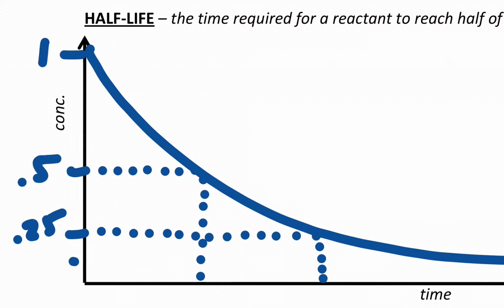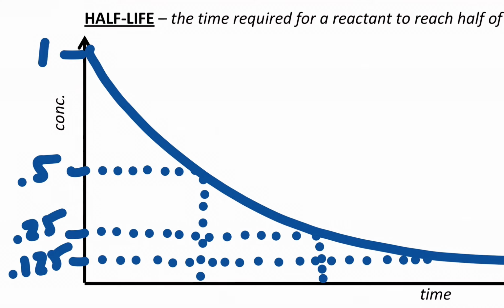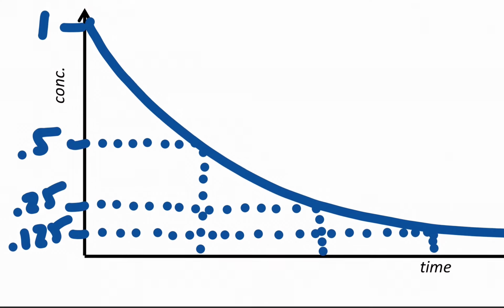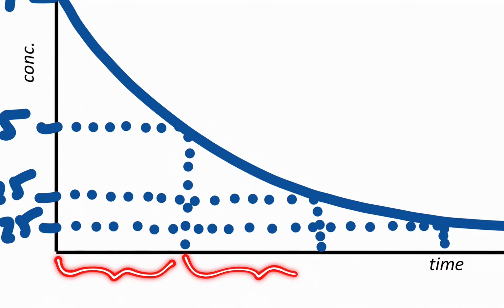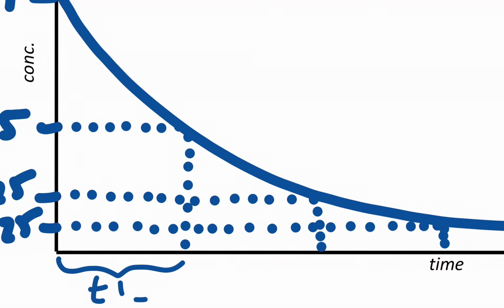And I could keep going. When do I cut that in half to 0.125? That will cut in half at another amount of time. And you'll notice, I hope you can see in this graph, that the amount of time, this is not a coincidence, is actually the same. That's what's called the half-life. And it's actually constant for a first order process.